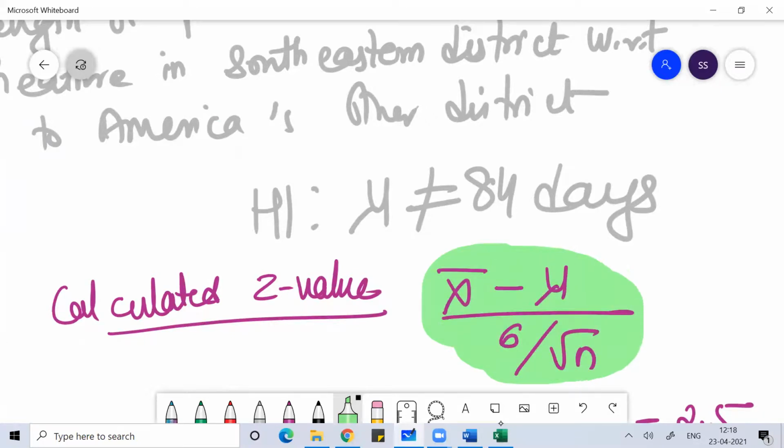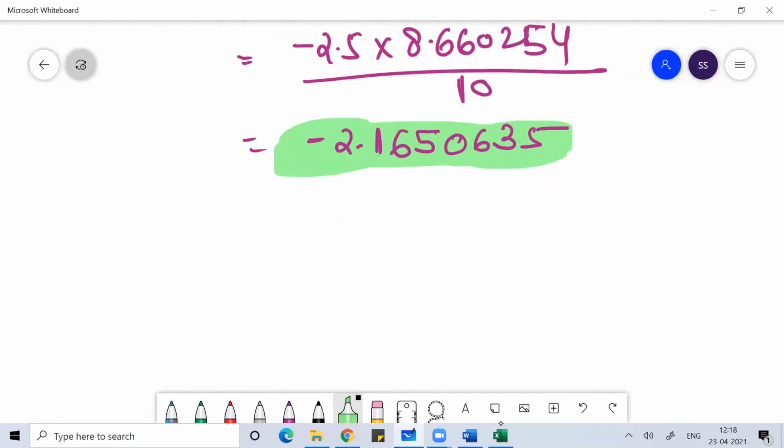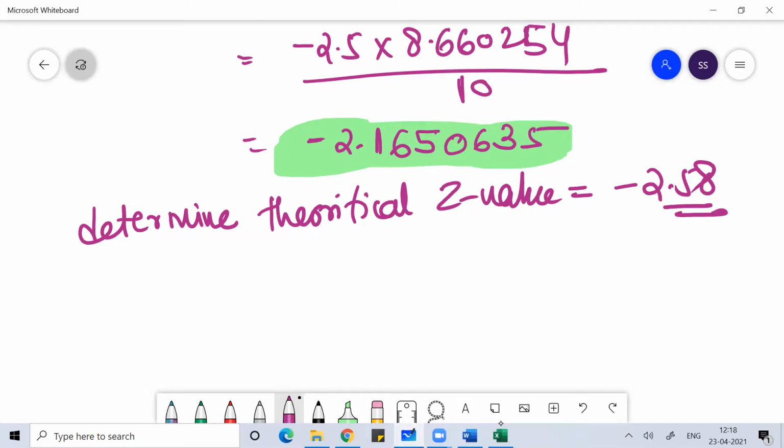This is the formula. X bar is the sample mean, mu is the population mean, sigma is the population standard deviation, and n is the sample size, so root n. Once you use this formula, you will get the calculated Z value. Whatever the calculated Z value, I'll compare it with the theoretical Z value, which I have already calculated as 2.58.